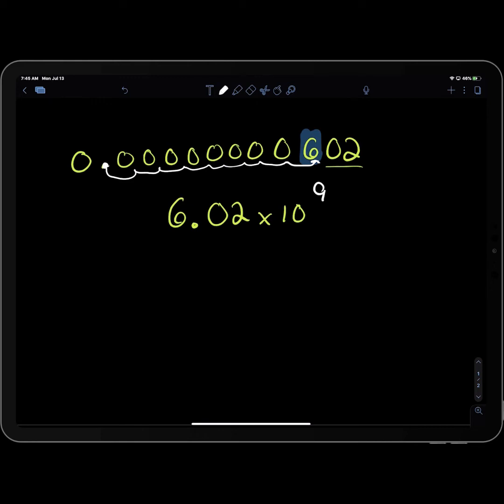Now, when you move the decimal point to the right, you have to make sure that you put it as a negative power of 10. So it's going to be a -9 that we'd have moved it. Now, some people have trouble remembering how do I know if it's going to be a +9 or a -9. Here's my kind of silly way of doing this.